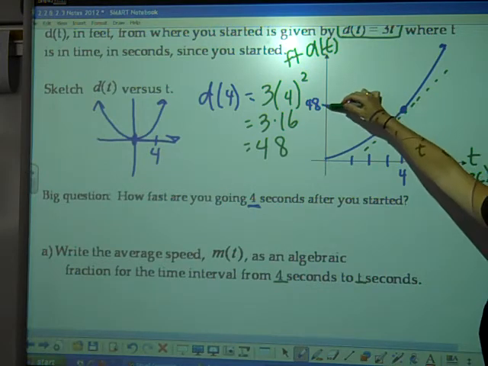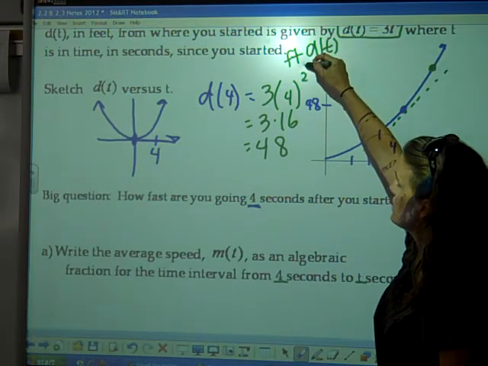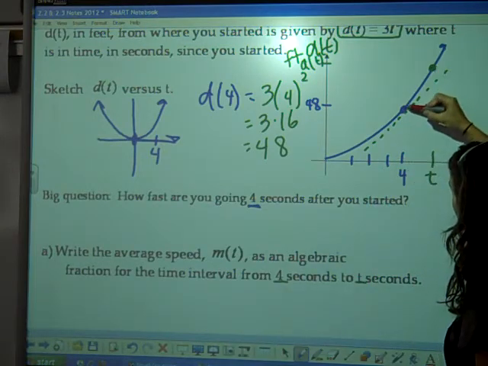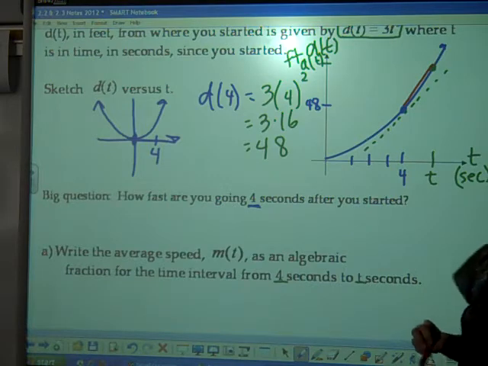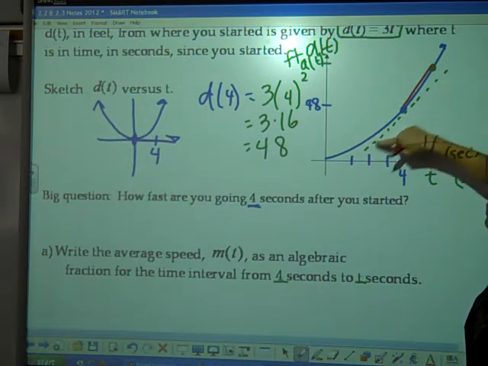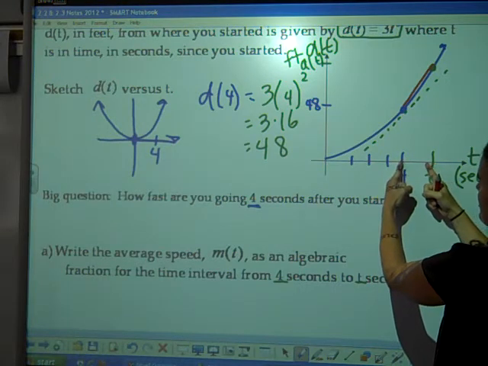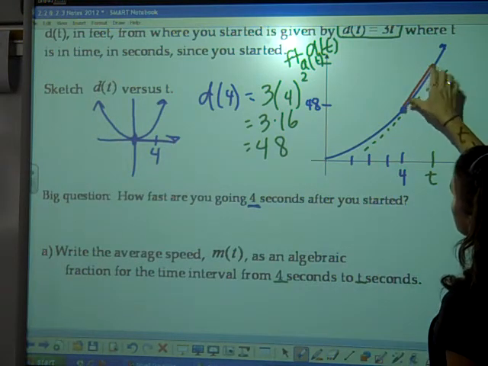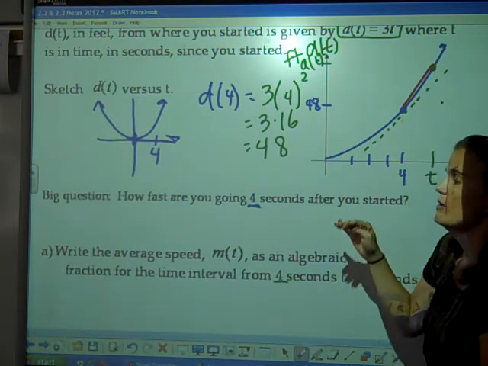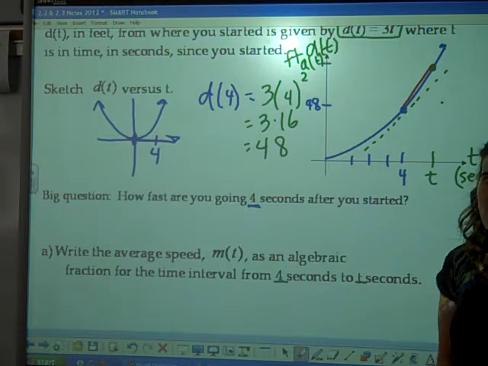So 4, 48, t, we have nothing better to call it than d of t. I'm going to say that the slope between those 2 points, so if I connect the blue dot and the green dot, that red line is a pretty good approximation for this green tangent line that I've drawn in. And where limit will come into play is as t is getting closer and closer to 4, hopefully you can imagine that that line here would be getting closer and closer to the actual slope of that tangent line. So we'll be taking the limit as t gets closer to 4 of this expression m of t.